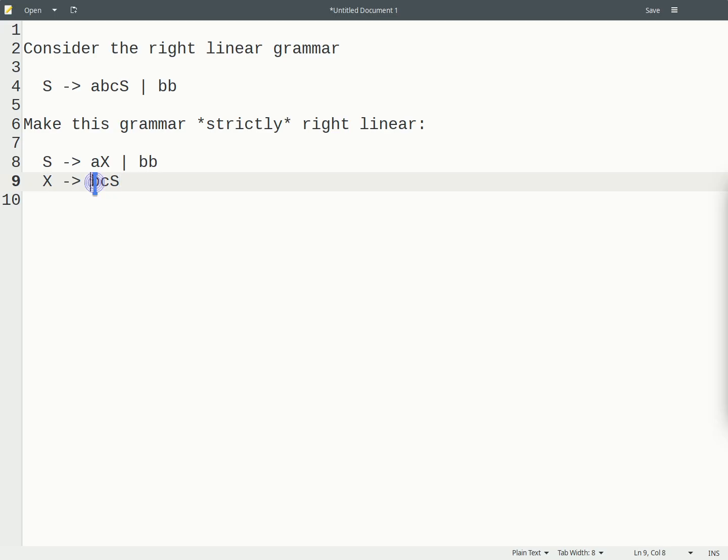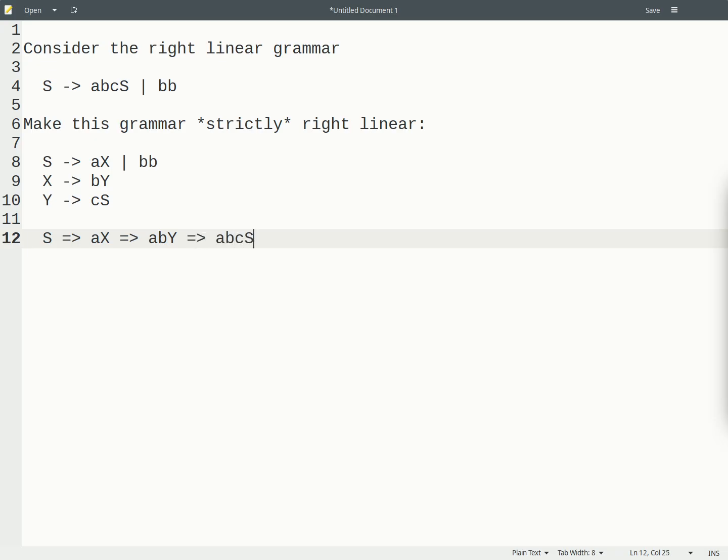Now this rule is still not strictly right linear, so we have to split again. We introduce a fresh variable, and we say that this fresh variable y rewrites to cs. Now from s we can derive ax. From this we can derive aby. From aby we can derive abcs. So now in 3 steps we have derived the original rule.